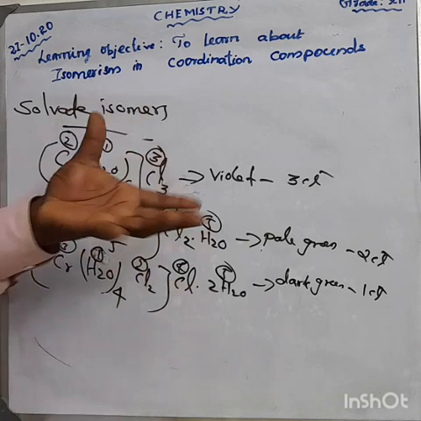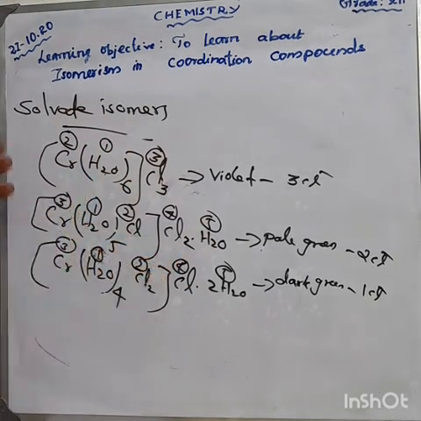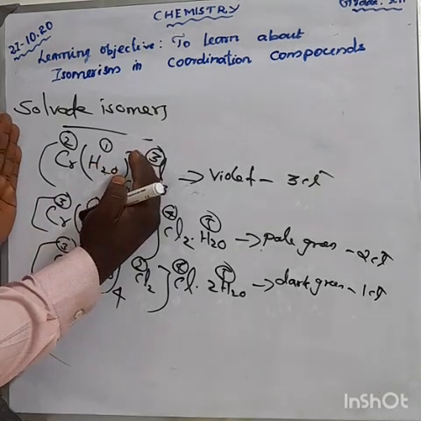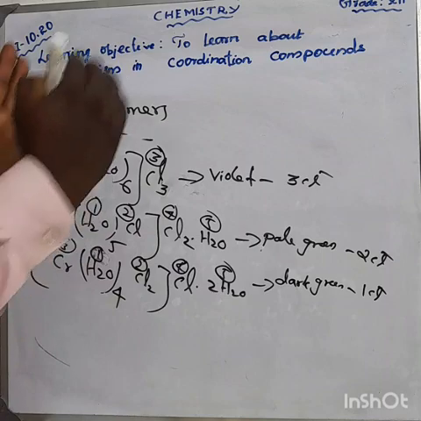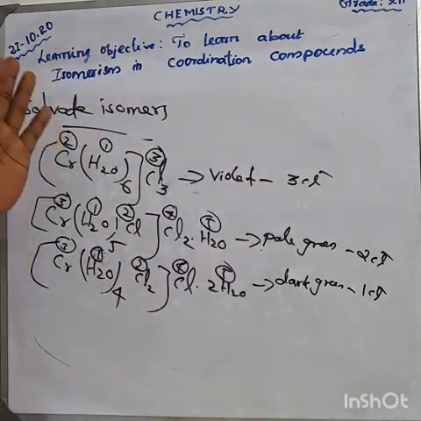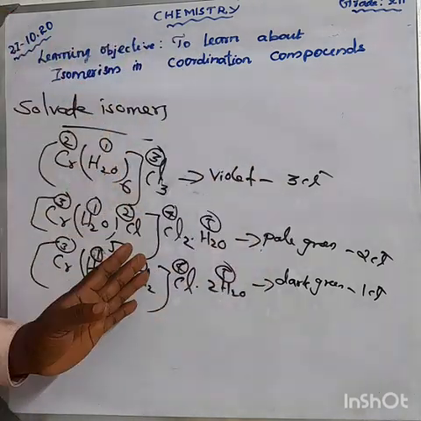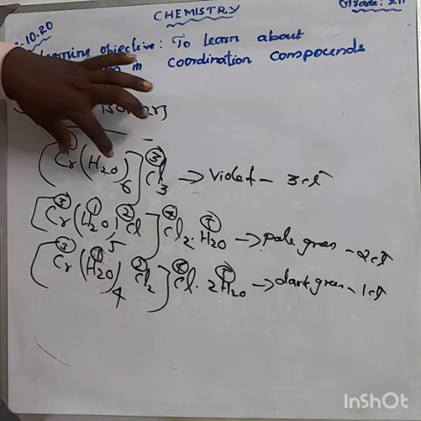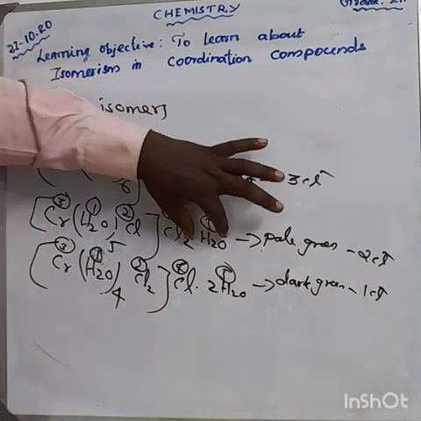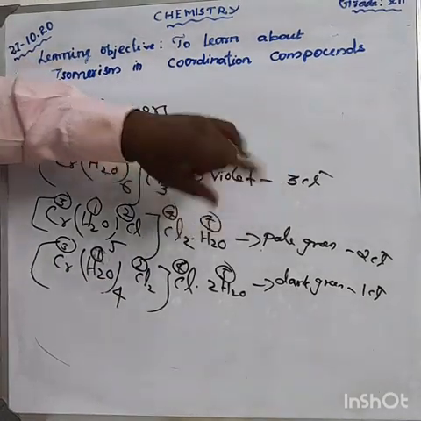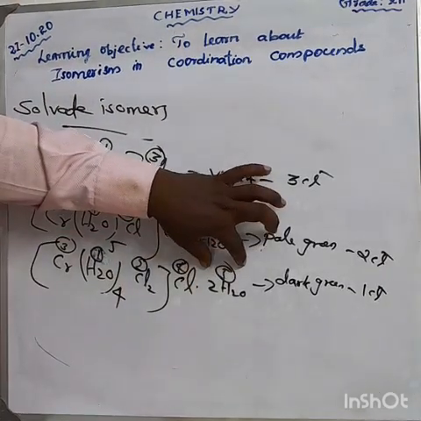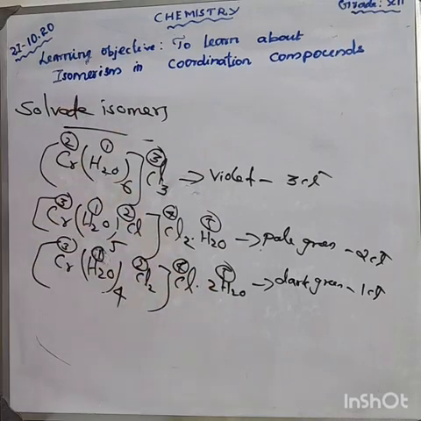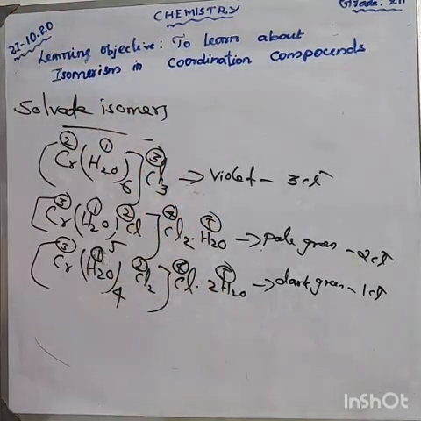Did you have any confusion about this example? Inside the coordination sphere, water means we should say aqua. Outside the coordination sphere, you should say hydrate. Inside means aqua, outside means hydrate. One molecule outside means monohydrate, 2 molecules means dihydrate, 3 molecules means trihydrate.